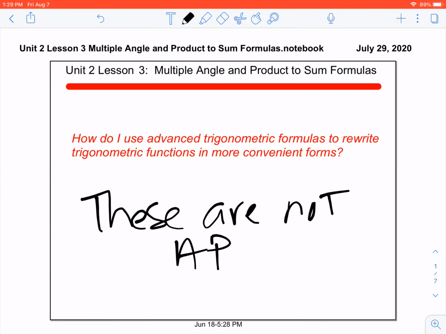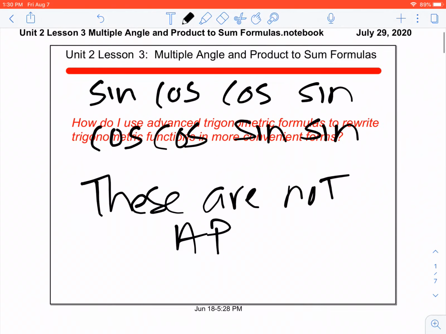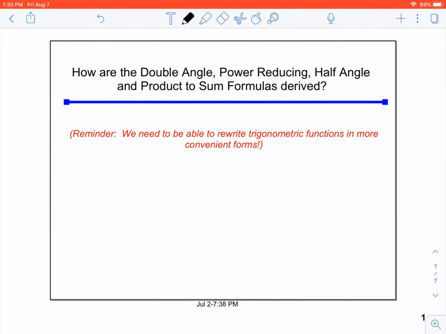And I want you to see how they build from each other so that if you know sine, cosine, cosine, sine, you're going to be able to derive the rest of the formulas if you're in a pickle and you can't remember them. So that's really what the purpose of this is for. So how are these double angle, power reducing, half angle, and product to sum formulas derived?